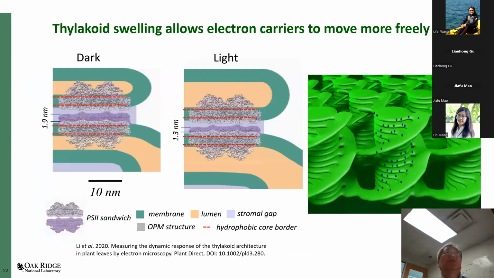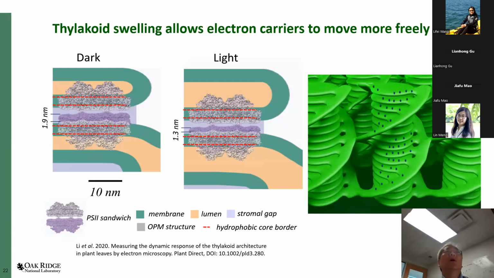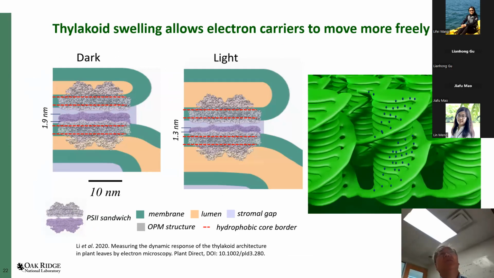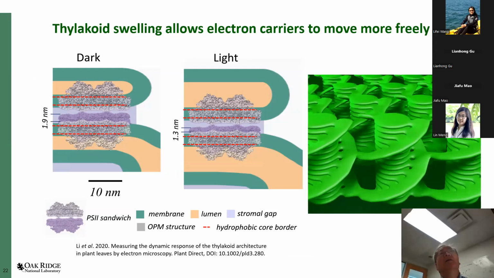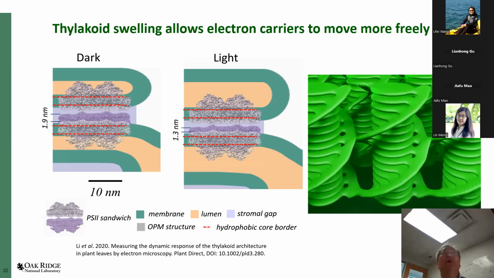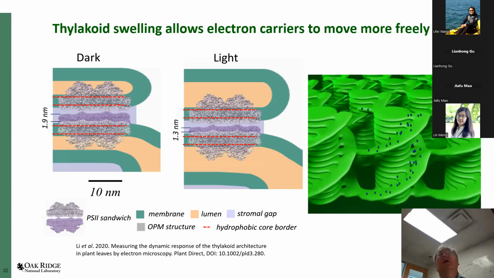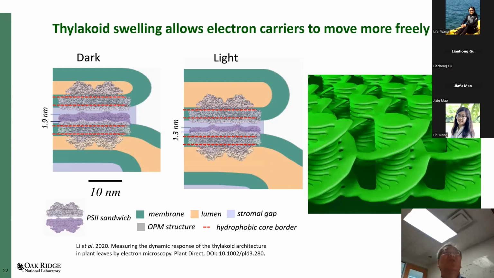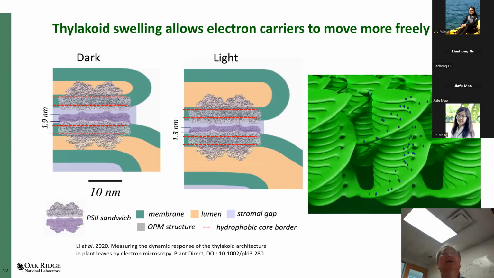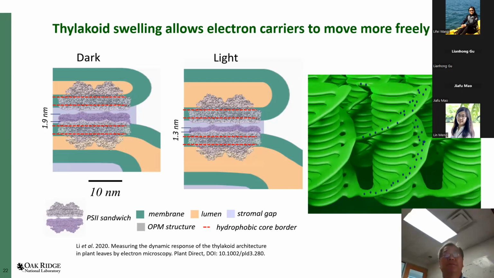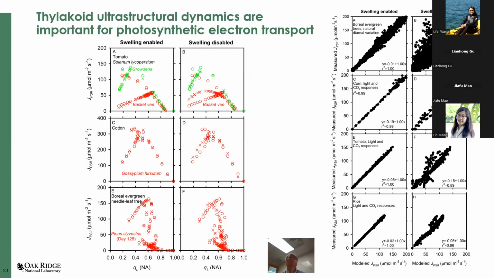So what functions do thylakoid swelling and shrinking have on photosynthesis? It turns out thylakoid swells to allow electron carriers to move more freely. In the darkness, thylakoid shrinks to confine electron carriers tightly in place. Proper representation of thylakoid swelling and shrinking is important for modeling photosynthetic electron transport.